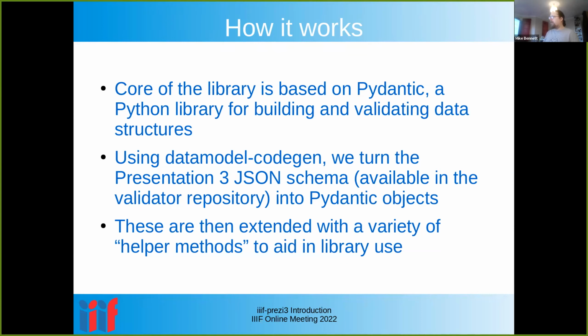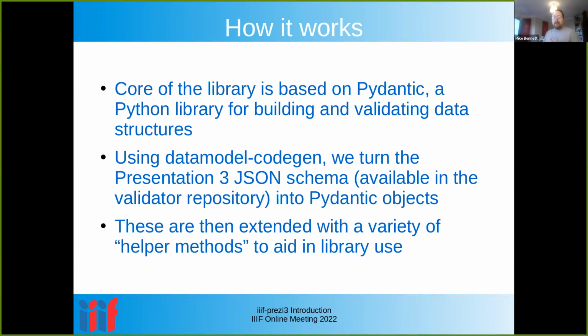So we use a second tool called Data Model Code Gen, which turns the Presentation 3 JSON schema from the validator into these Pydantic objects in Python. So this is the real core of the library. It models the entire Presentation 3 API and all properties directly from the JSON schema.